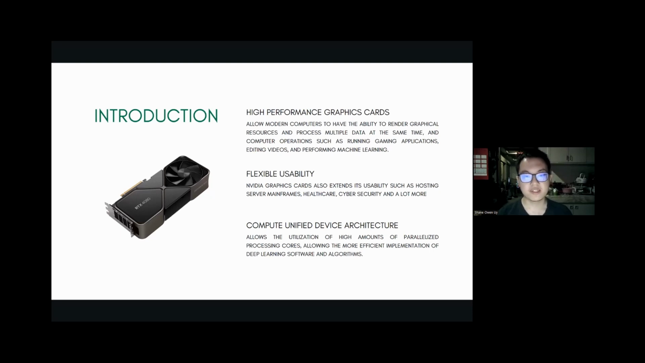These graphic cards, as its name states, originated from Nvidia Corporation, which is also known as being one of the main driving forces in the creation of high-performance graphics processing hardware, alongside other rival companies such as AMD and Intel. One of the special aspects that differentiate these GPUs from others is its inclusion of an API known as Compute Unified Device Architecture, or CUDA for short, which allows the utilization of high amounts of parallelized processing cores, allowing the more efficient implementation of deep learning software and machine learning algorithms. Next slide, please.